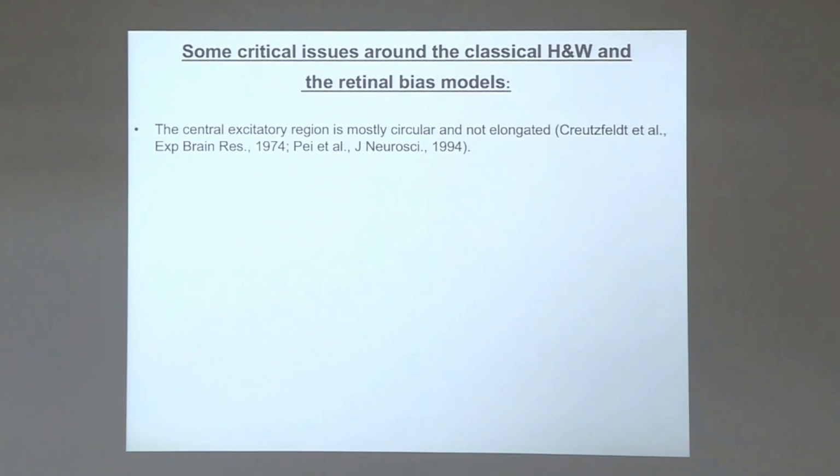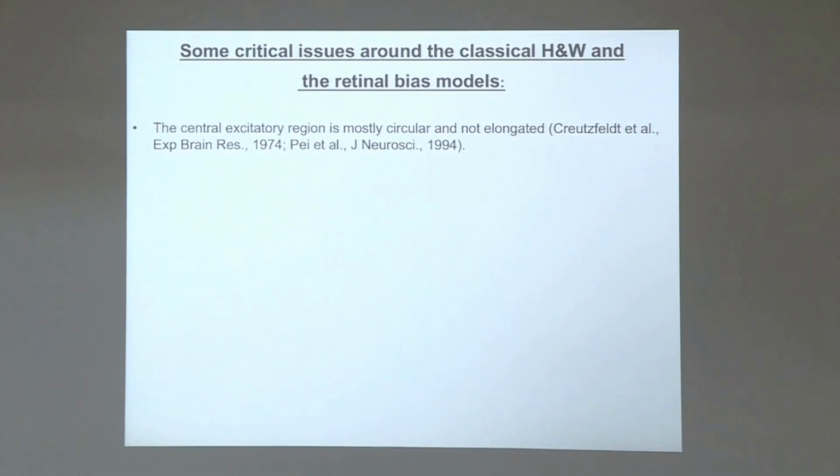One is that if you look at the central excitatory region of a cortical cell, and do that with intracellular recording, where you can look at just the excitatory or the inhibitory postsynaptic potentials, when you look at that, the excitatory discharge region is not elongated. It's actually almost circular, or has only a small bias, more or less the sort of bias that you would see in single geniculate cells. So that is one problem.